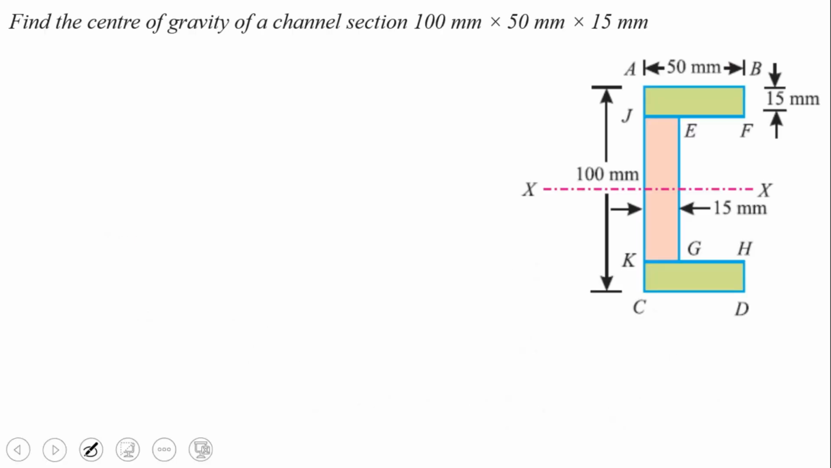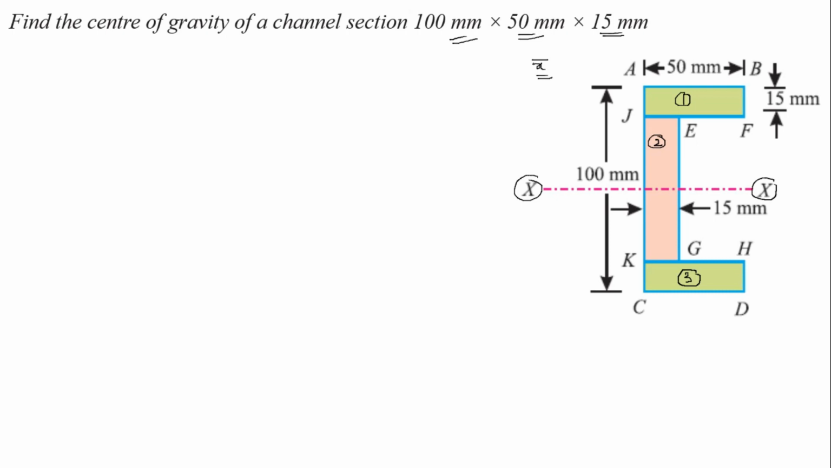Next one is to find the center of gravity of a channel section, 100 mm, 50 mm and 15 mm. So three sections are there: section 1, section 2 and section 3. This section is symmetric about the x axis, not the y axis. So we want to calculate x bar. X bar is enough because the CG is lying somewhere on the x axis.